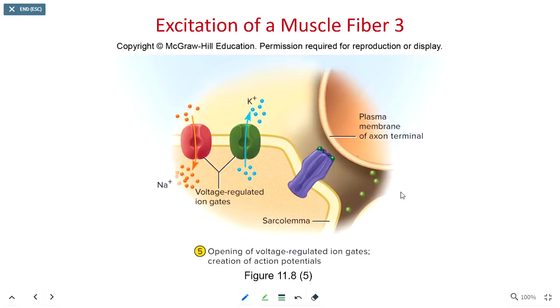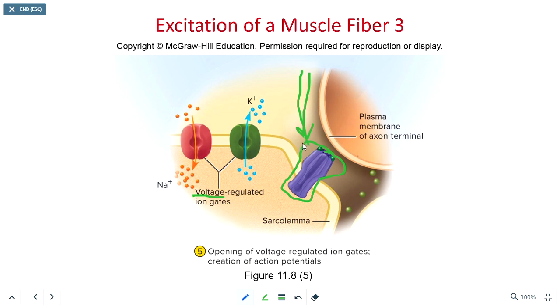So now we're going to have the acetylcholine receptor initiating the movement of sodium and potassium ions. And as those sodium and potassium ions start moving in and out of the cell, that causes a change in voltage. And then we're going to have voltage-gated ion channels, or voltage-regulated ion channels, start to open and close because that initial acetylcholine receptor triggered a change in voltage.